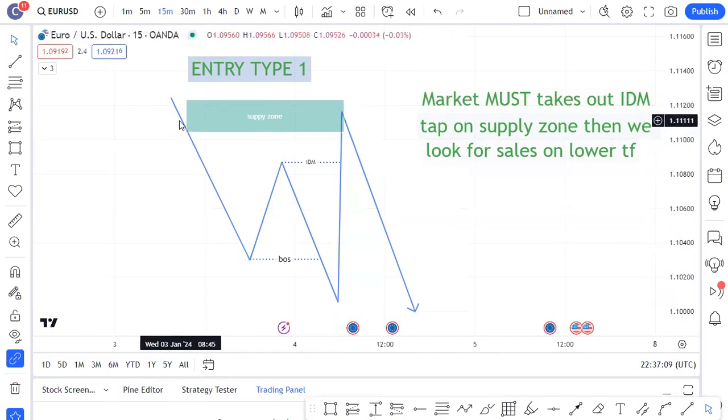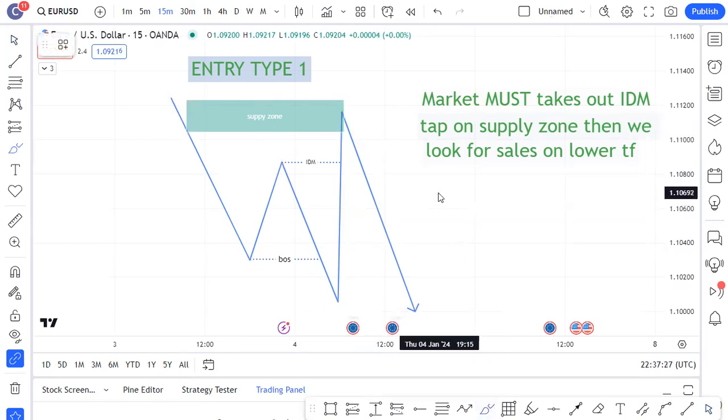So you see the market dropping, break the structure, it gives us the inducement, it takes out the inducement, and it taps to our high time frame supply zone. So you'll go to the lower time frame on this zone and look for entry. What do you look for?